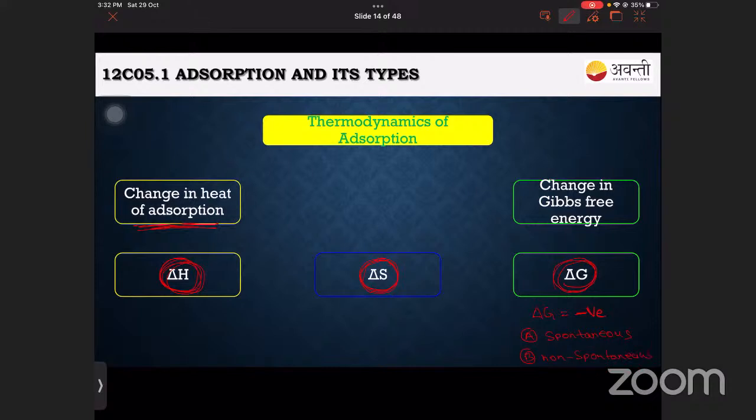Good. The option is correct. If delta G is negative, it is a spontaneous process. Now let's see how the delta enthalpy term and entropy term come into play.